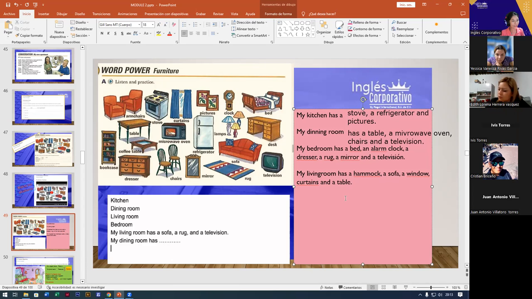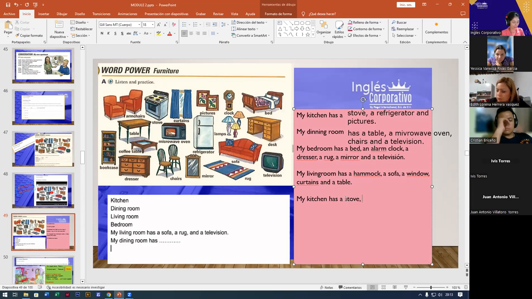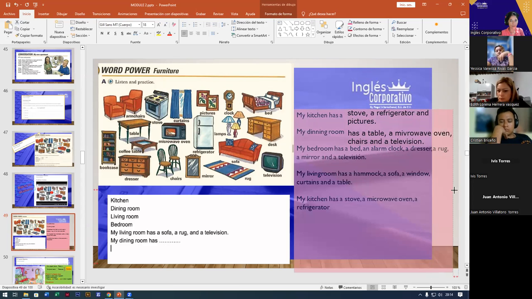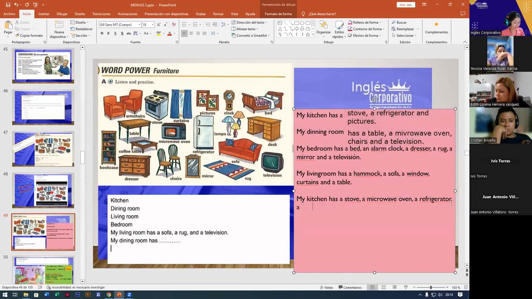Now, sí. Describe your kitchen. My kitchen has... A stove? Microwave oven. A microwave oven. Refrigerator. A refrigerator. Pantry. A pantry, yes. It's all. Okay, thank you. Okay, so that is the description, right?